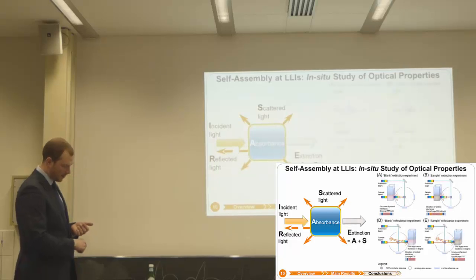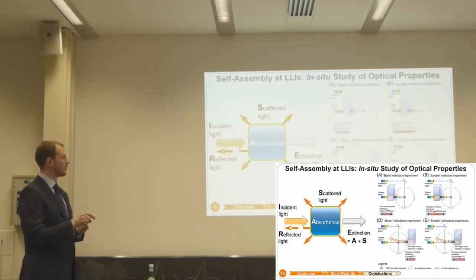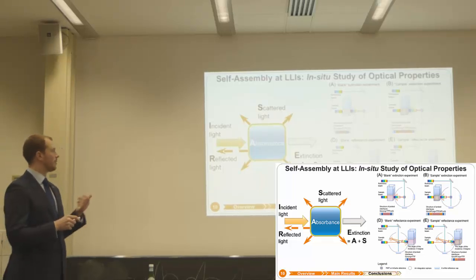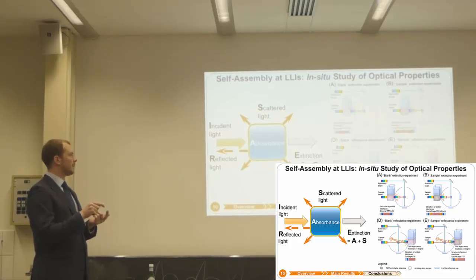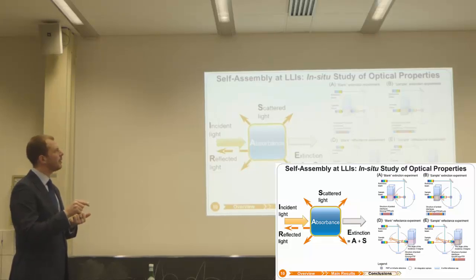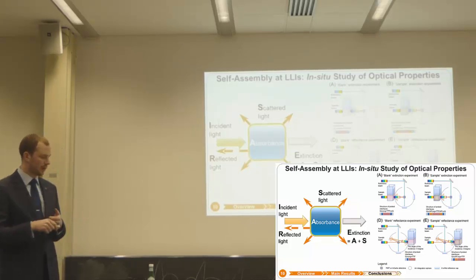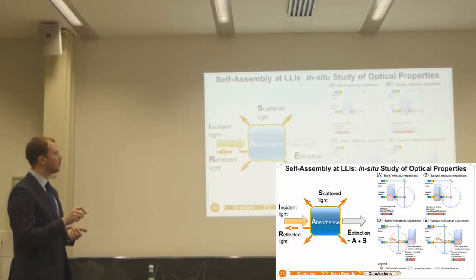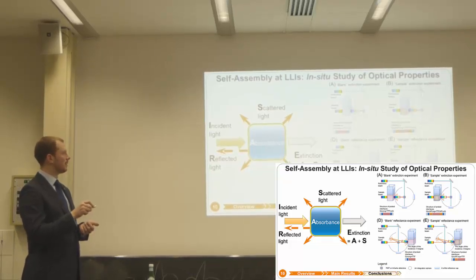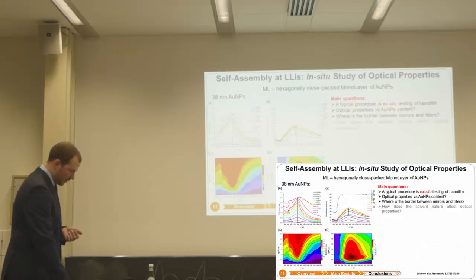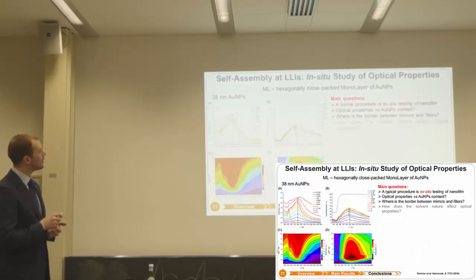And another one is extinction. It's simply the sum of absorbance and scattering. And what we've done, we put our cell with gold nanofilm in front of a special optical device called an integrating sphere, and we measured it in two modes: in a mode where we measure extinction, and in a mode where we measure scattered or reflected light. And normally we obtain such pictures.